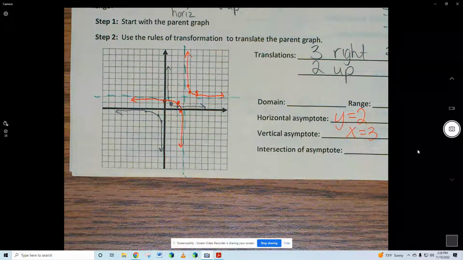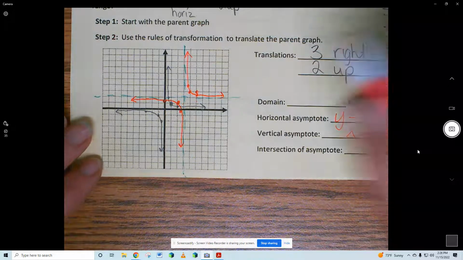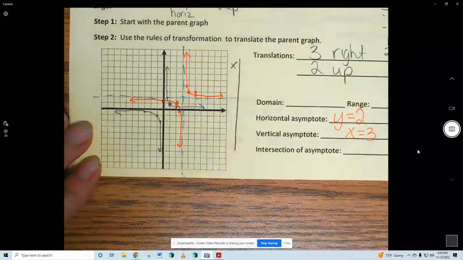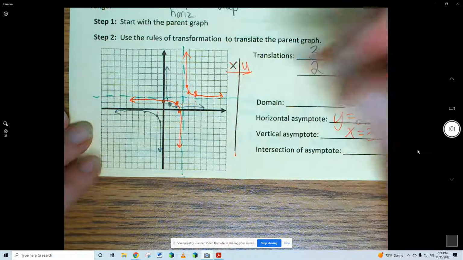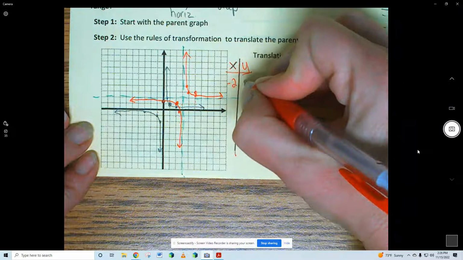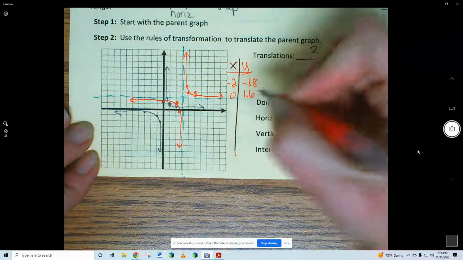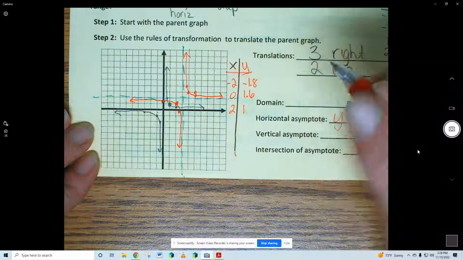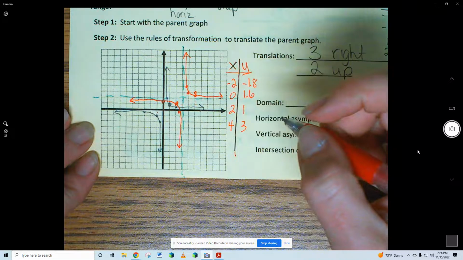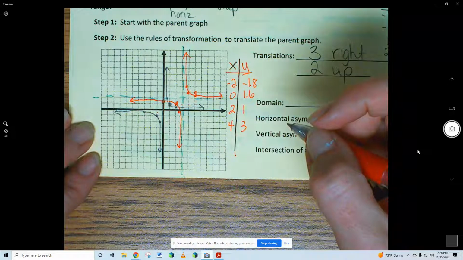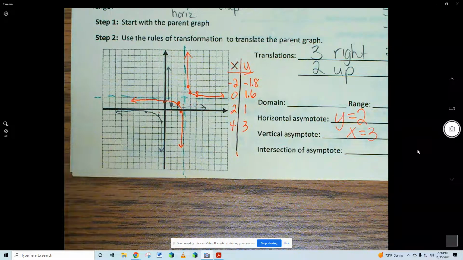If you care, because we're running short on time, I'm going to write the table of values for this new one in red. -2, -1.8. 0, 1.6. 2, 1. 4, 3. That's approximately all the ones I drew.